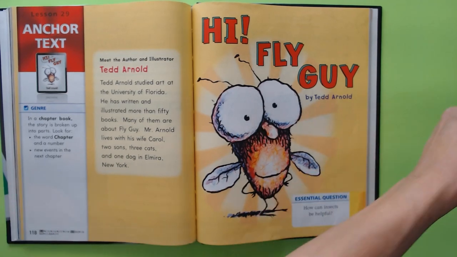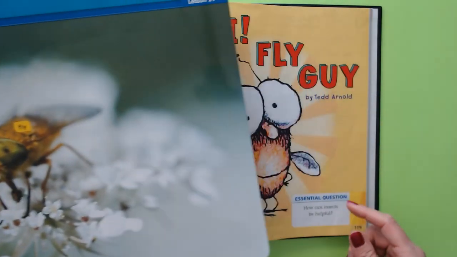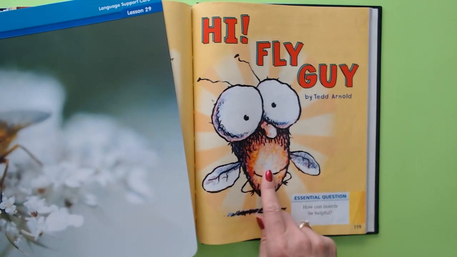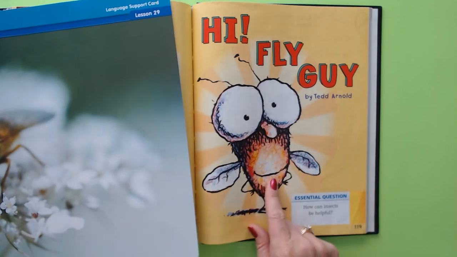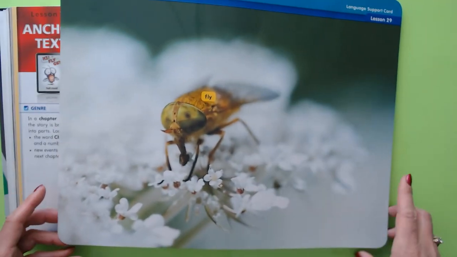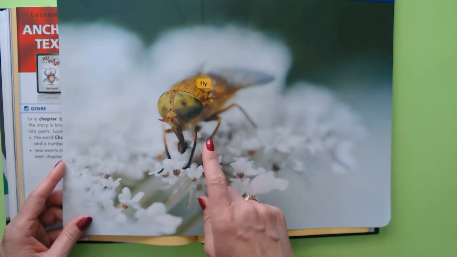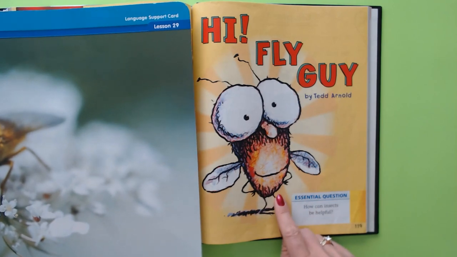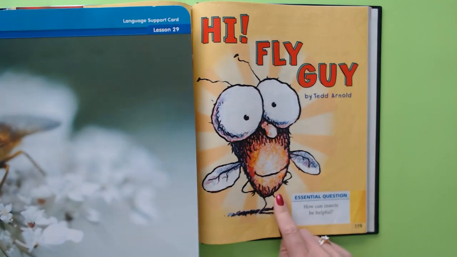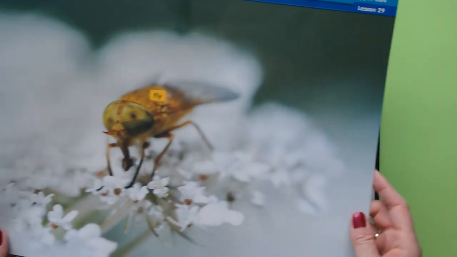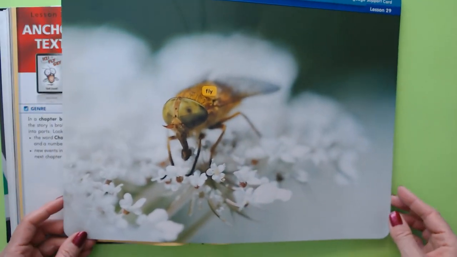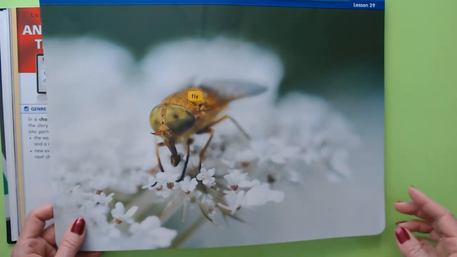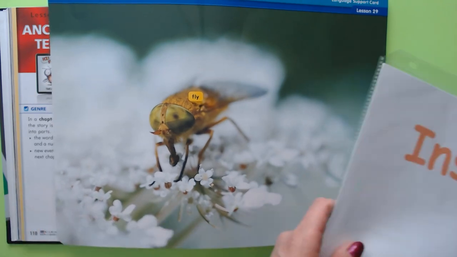So before we do that, let's go ahead and look at another picture of a fly. Here's Fly Guy, and he's like a filth fly, the kind that goes around eating trash and manure and dead things. But this is just like a kind of fly that eats flowers. And flies, like filth flies, are considered pests, because they can carry diseases from the things that they eat. But this one just eats flowers. Maybe farmers would consider him a pest. That's all I want to say about that. Other than that, he is an insect.